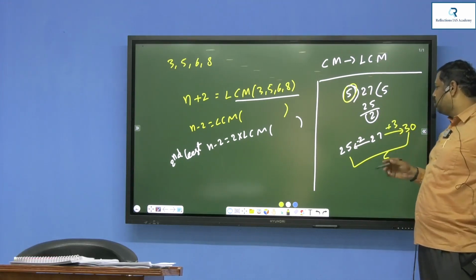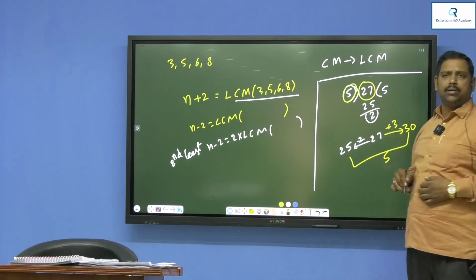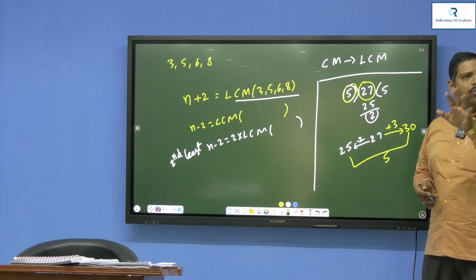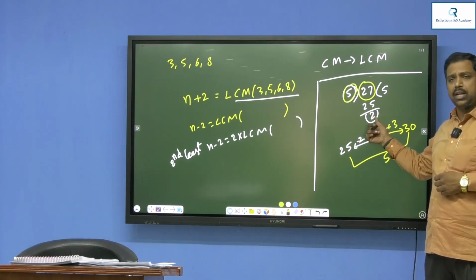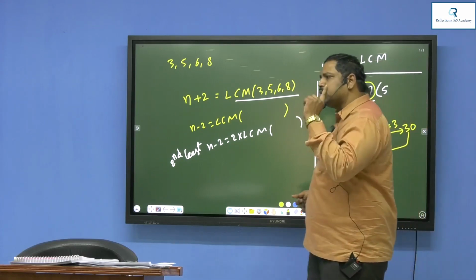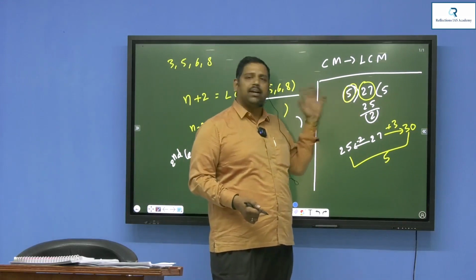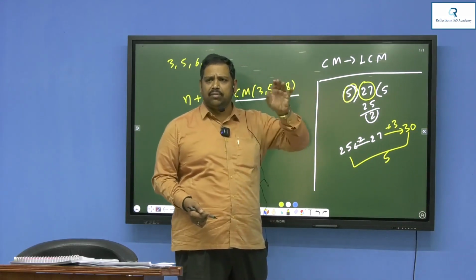From this you should learn one concept. Suppose the number I have given is 27. I am dividing with 5. What's the remainder you got? 2. Okay, 2 points I can make. Number 1, if you subtract 2 from the number, then that is divisible by 5, which means it is divisible by the divisor.